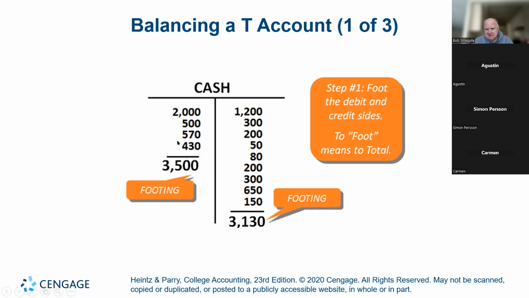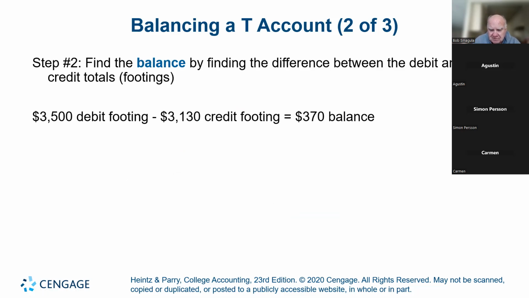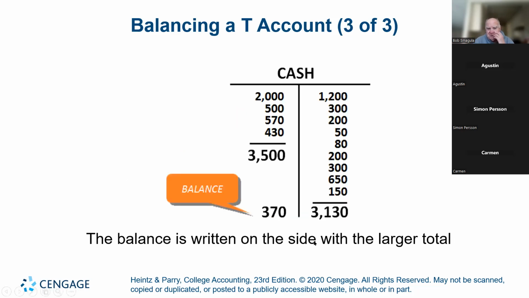The total debits, which is the increase side, totals 3,500. The credit side totals 3,130. The balance is going to be the difference between the two of them. And that balance is going to be $370, okay? And you write the balance on the side with the larger total. High man wins, right? So I don't think that's too tough, toting up a T account in your general ledger.